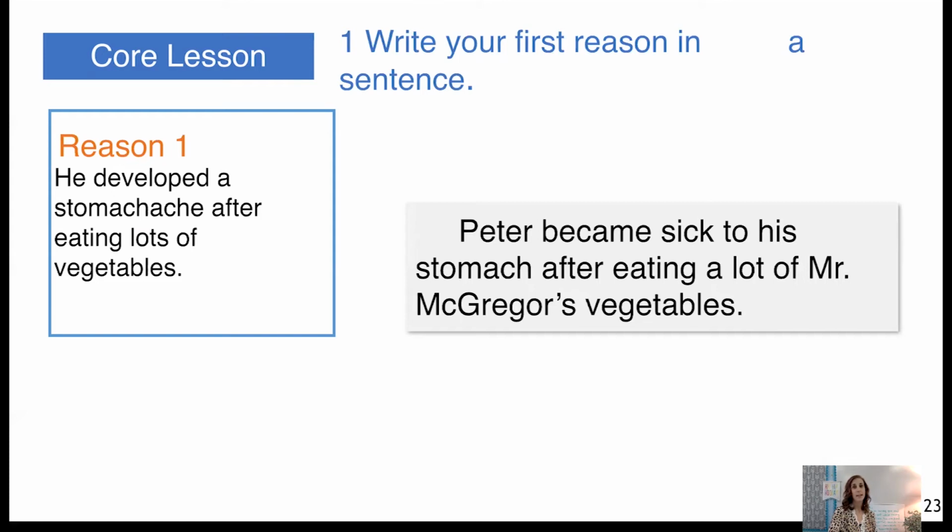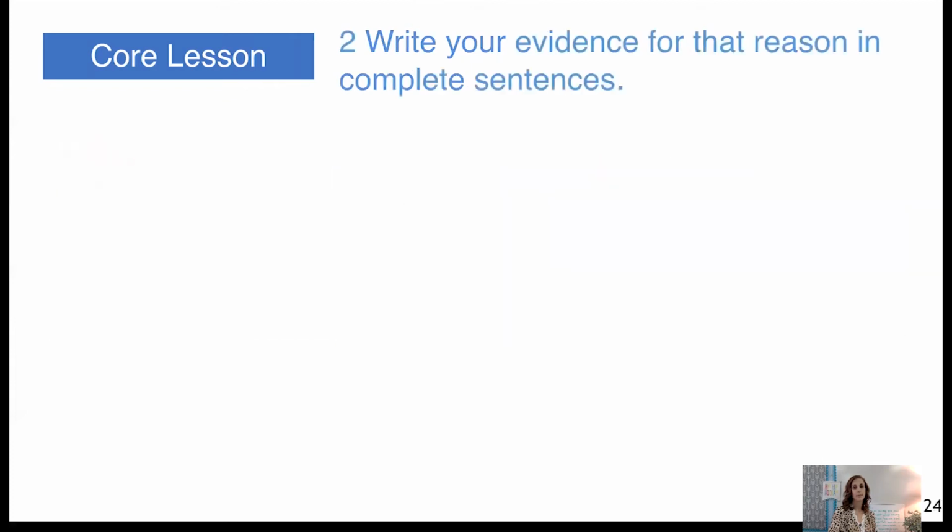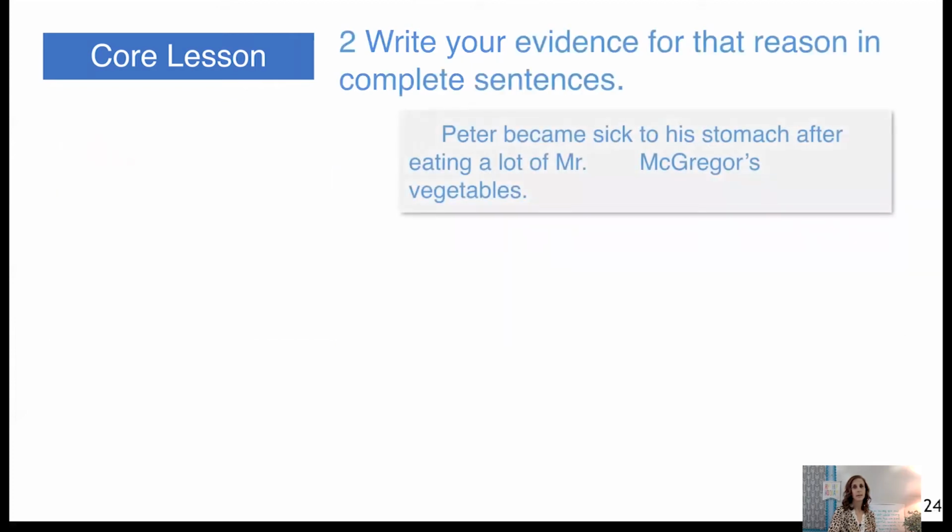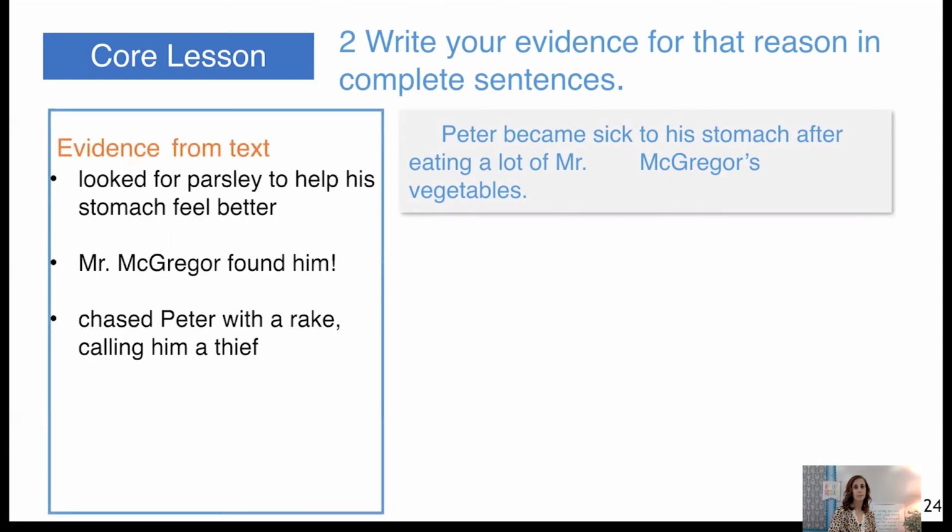This will become my topic sentence for my paragraph, giving the reader a clue to what my paragraph will be about. Now I need to add my evidence to support my reason. Remember, my first sentence in my paragraph is my topic sentence. It is in blue. Next, I need to look at my evidence for this reason. Here is my evidence from the text that I wrote in my organizer.